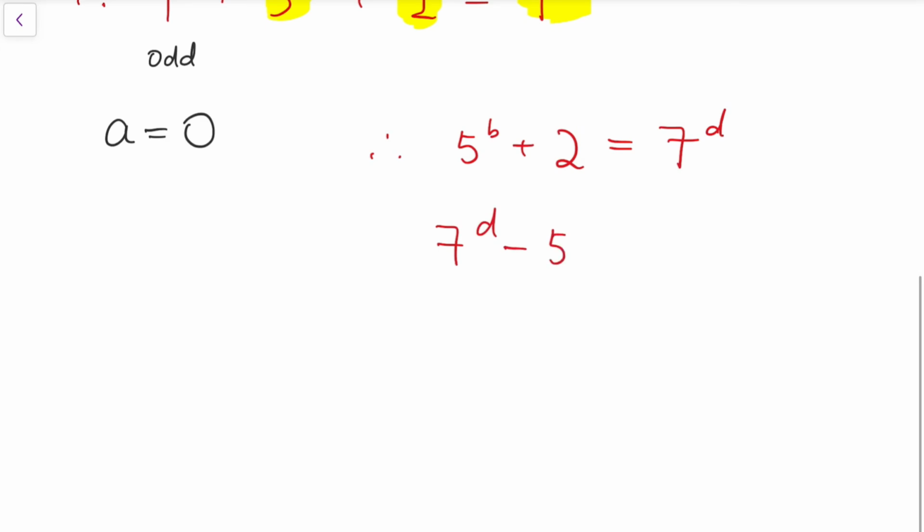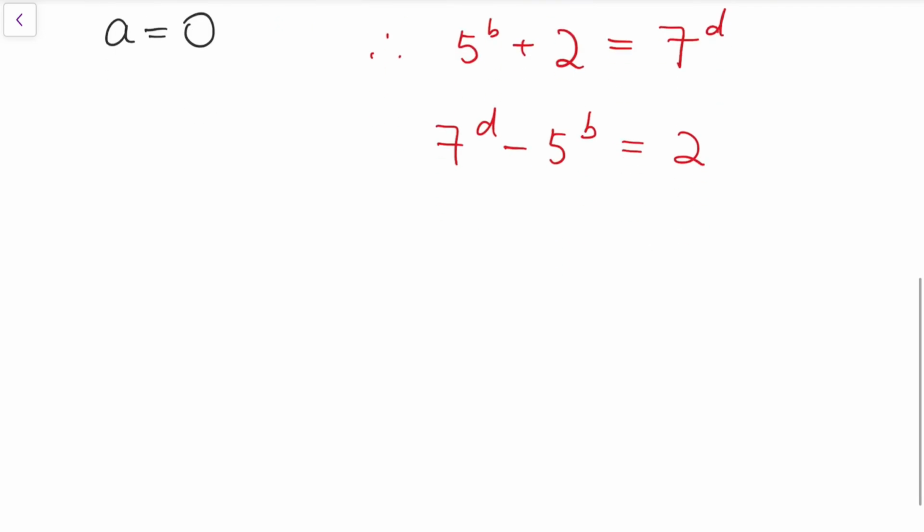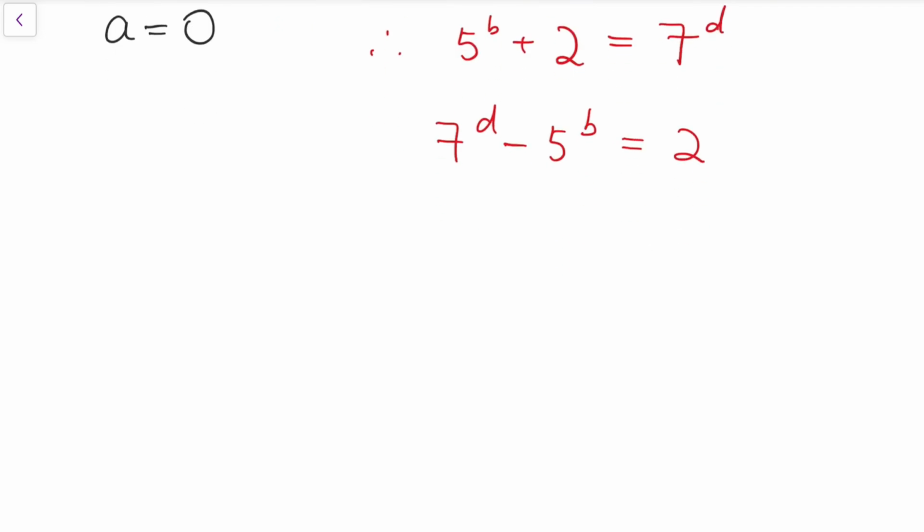And rearranging, we want to solve this. To solve this, of course, we can quickly observe that b equals 1, d equals 1 is a solution, and perhaps it might be the only solution. Then, to justify that there can't be any other solution, maybe we can take a look at what happens when b is at least 2.